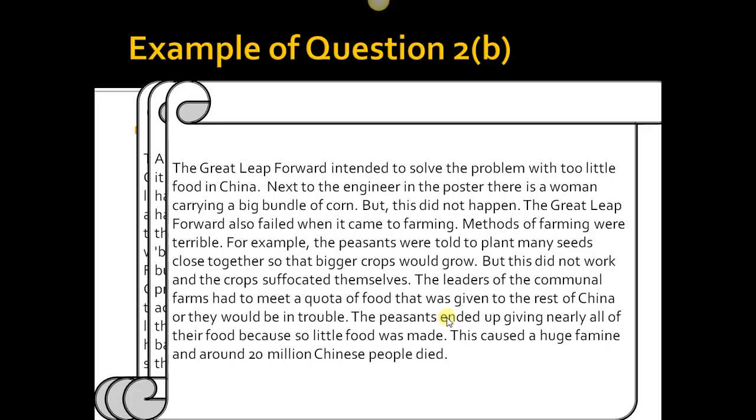The leaders of the communal farms had to meet a quota of food that was given to the rest of China or they would be in trouble. The peasants ended up giving nearly all of their food because so little food was made. This caused a huge famine and around 20 million Chinese people died.